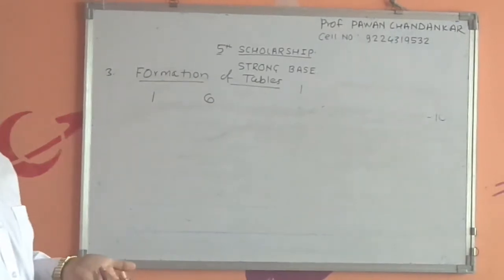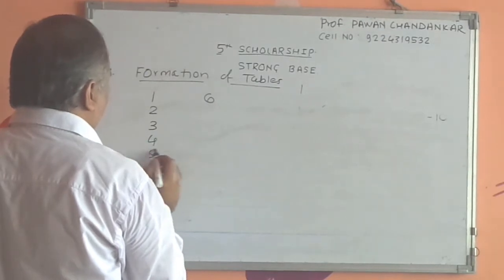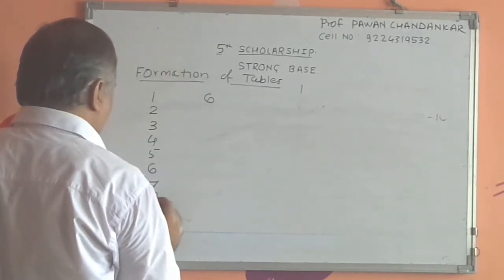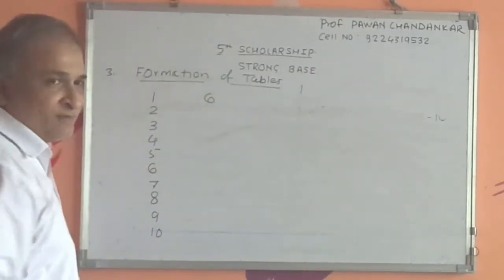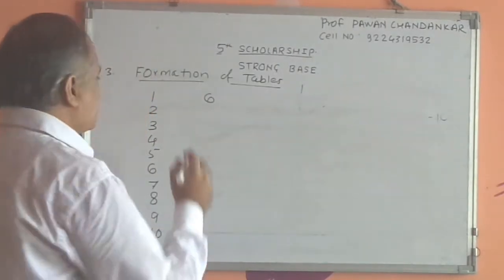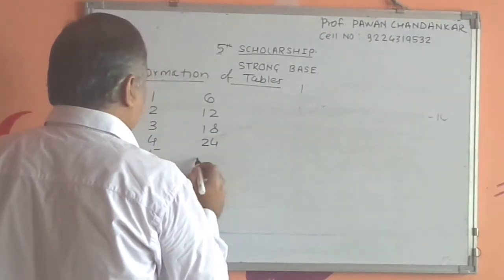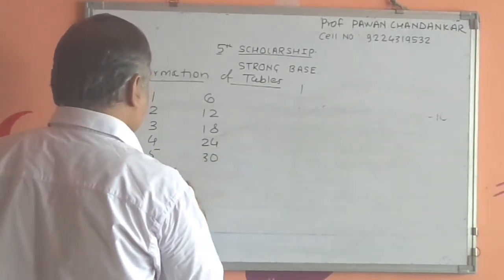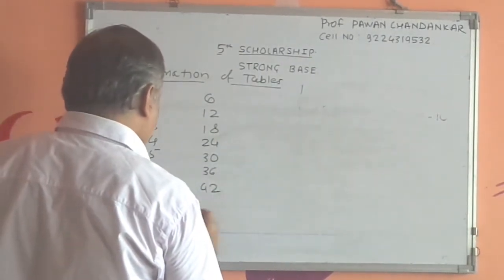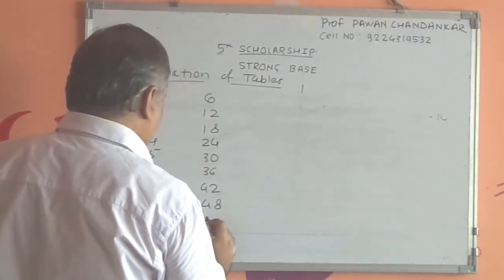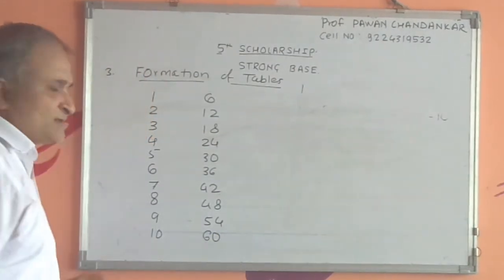One table is really very simple. 1, 2, 3, 4, 5, 6, 7, 8, 9 and 10. This is the table of 1 that I wrote over here. Now I will be writing the table of 6 here. 6 1s are 6, 6 2s are 12, 6 3s are 18, 6 4s are 24, 6 5s are 30, 6 6s are 36, 6 7s are 42, 6 8s are 48, 6 9s are 54 and 6 10s are 60. Look at this. This is the right table.